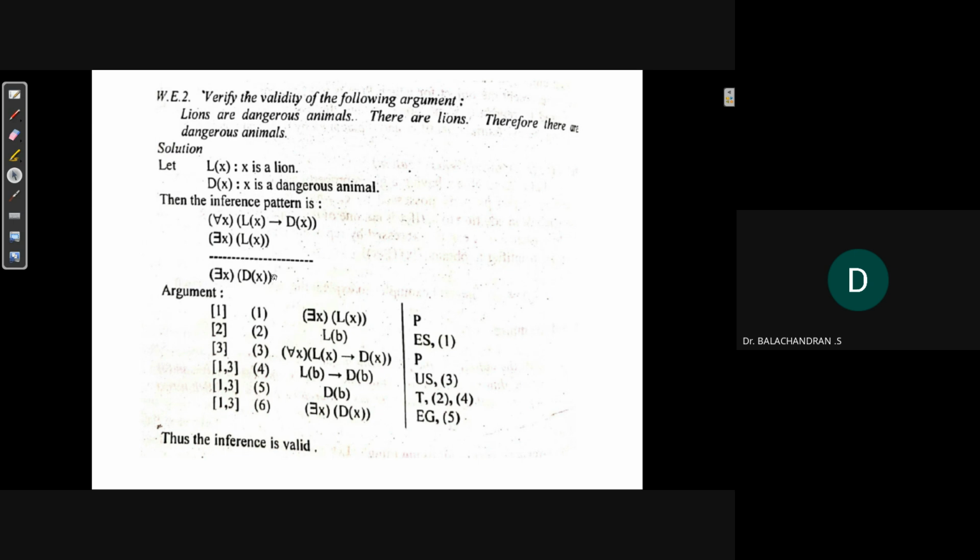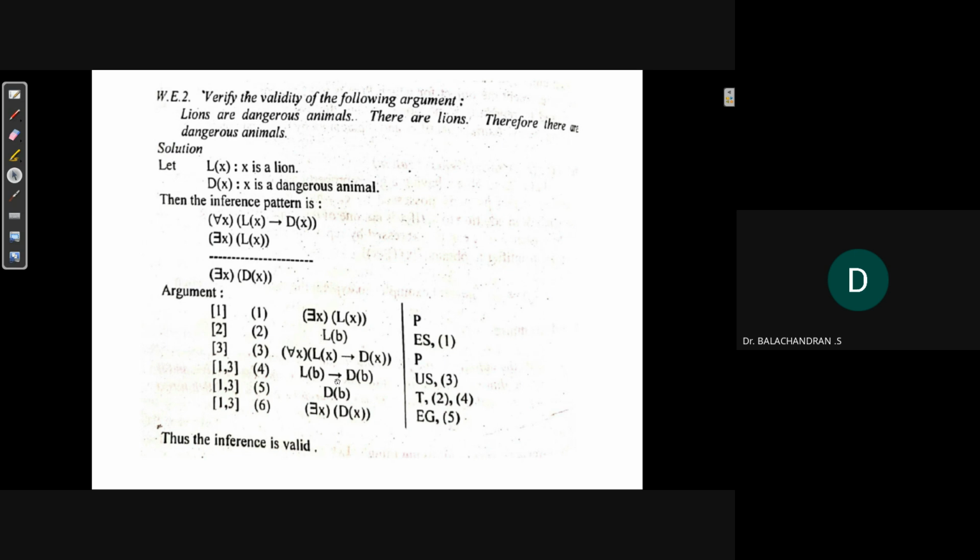Okay. Now, first I will use there exists x, L of x, this premise. From this I will write L of b, or you can write L of a, no problem. I'll write L of b, rule ES, using 1. Next, second premise, for every x, L of x implies D of x. Now, this is true for every x, so it is true for a particular b. So L of b implies D of b. Rule US, universal specification, using 3.